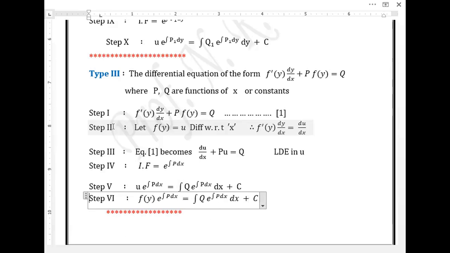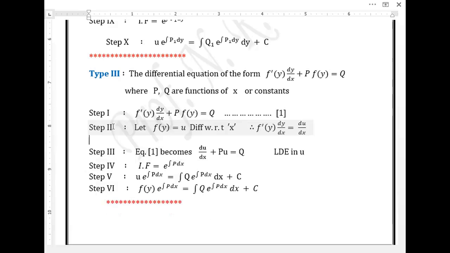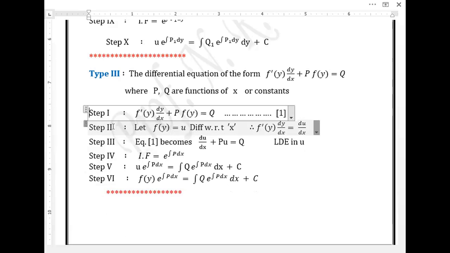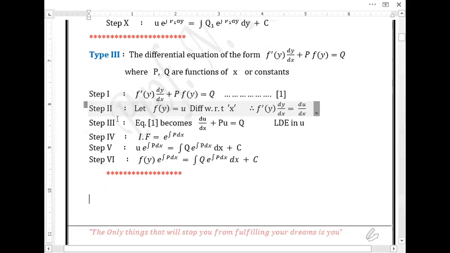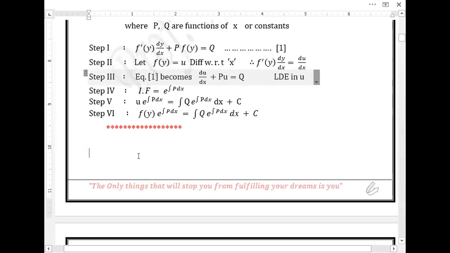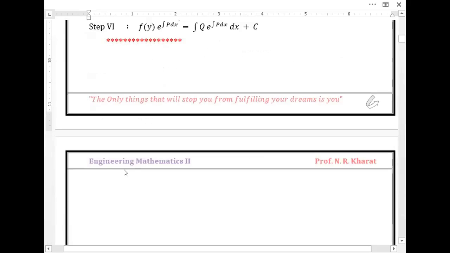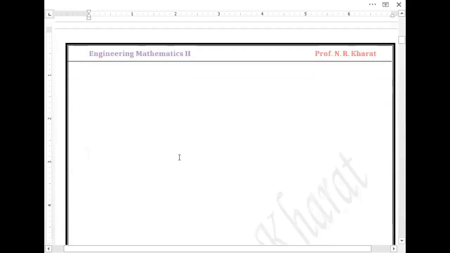such a differential equation. So in this way, we can find the solution of the Bernoulli differential equation, which is in the form of f dash of y into dy by dx plus p into f of y is equal to q. In a similar way, in type number 4, the variable y becomes independent, and the independent variable x becomes dependent.